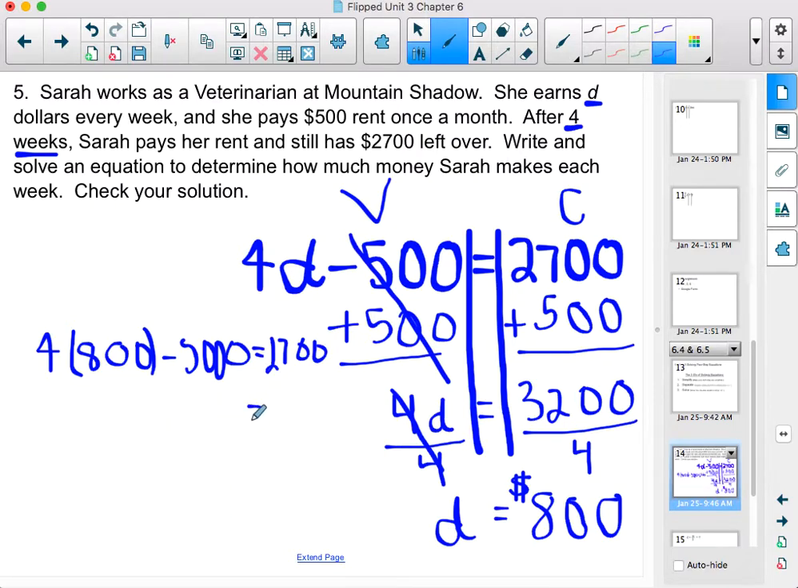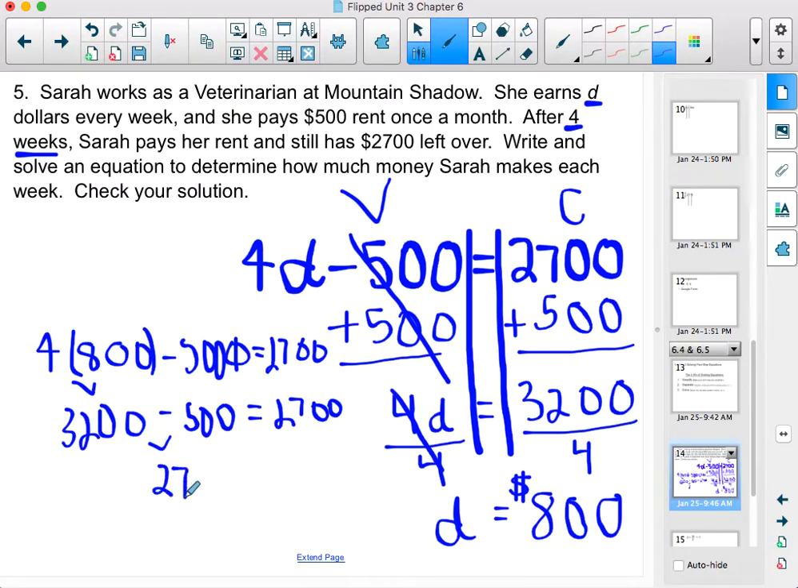And the easiest side to simplify is the 2,700 because that's already in simplest form. The opposite side, we have to follow the order of operations. And this one's going to take more than one step to finish our check. Multiplication comes before subtraction. So 4 times 800 is 3,200. Bring down your minus 500. And 3,200 minus 500 is 2,700.